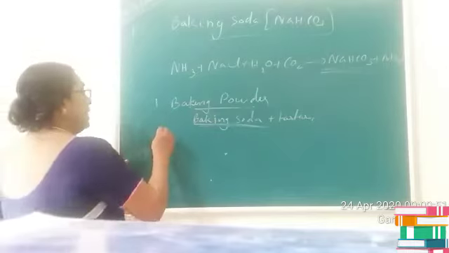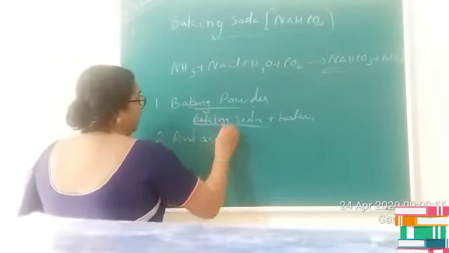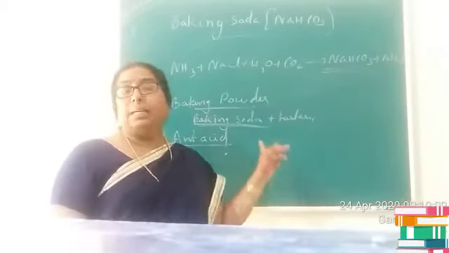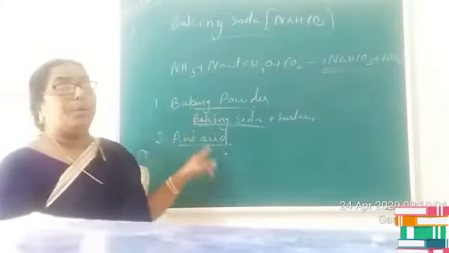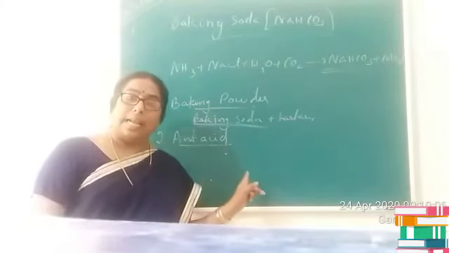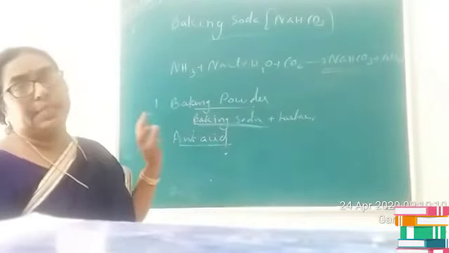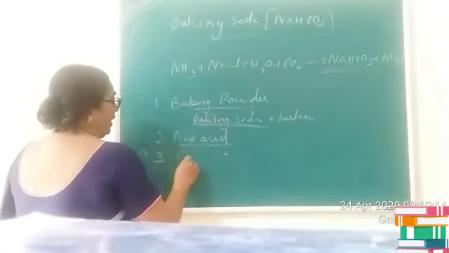Is it clear, children? The second use, we can say that this is used as an antacid. When we studied the importance of pH, there we saw that pH in the digestive system matters, where we use antacid. So this sodium bicarbonate can be used as an antacid to neutralize the excess of acid present in your stomach.